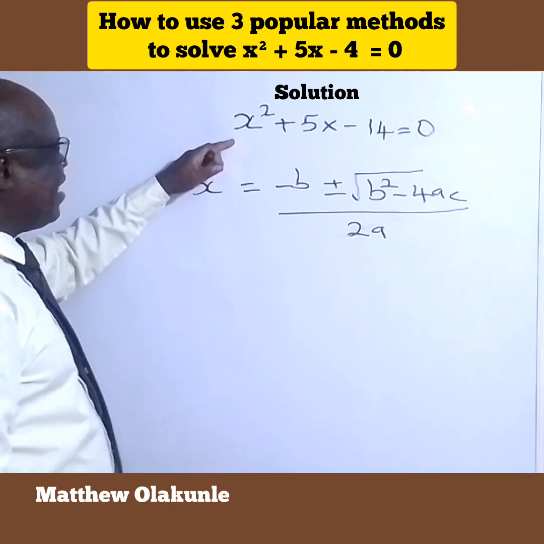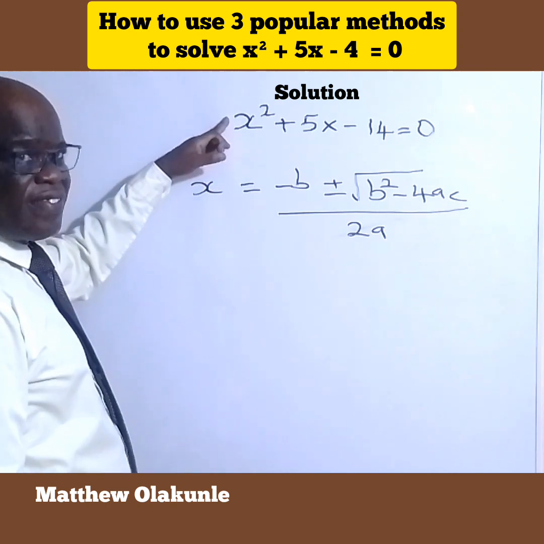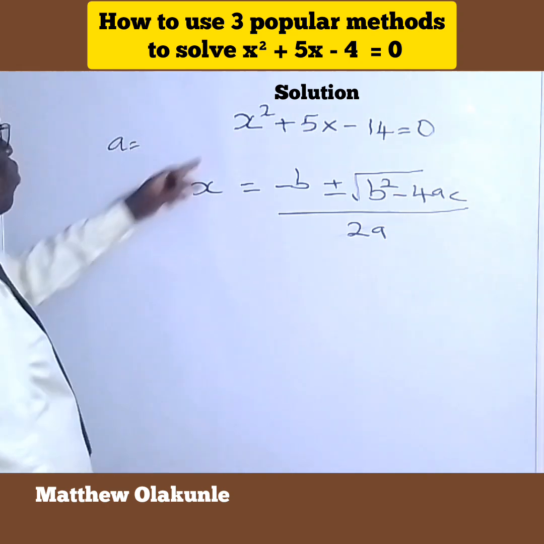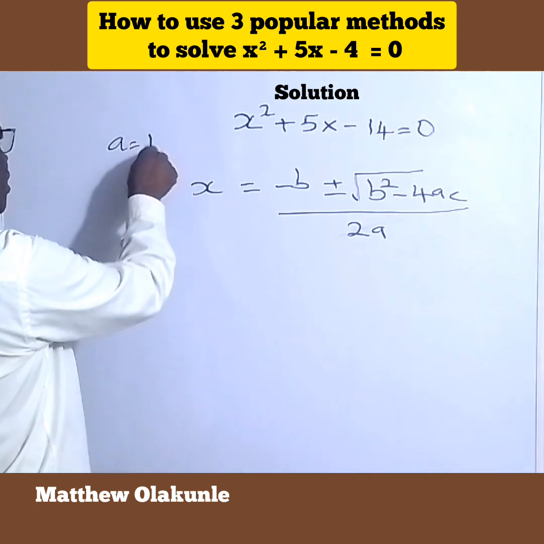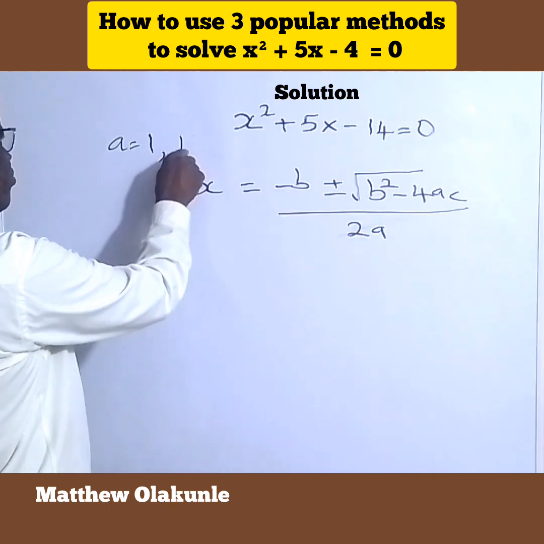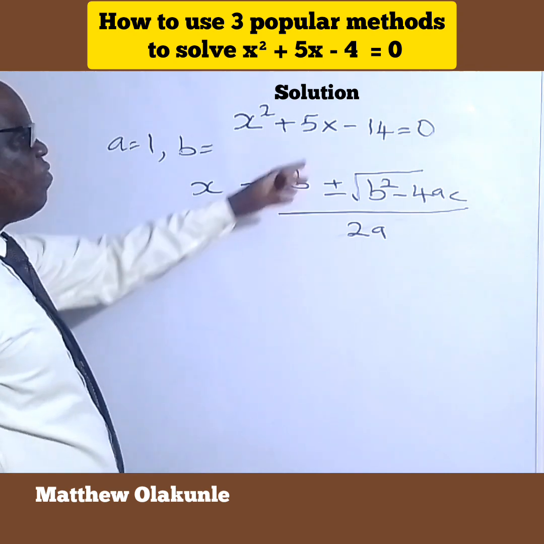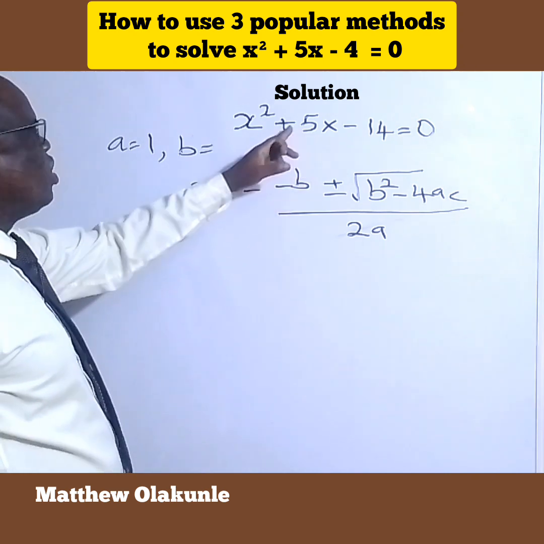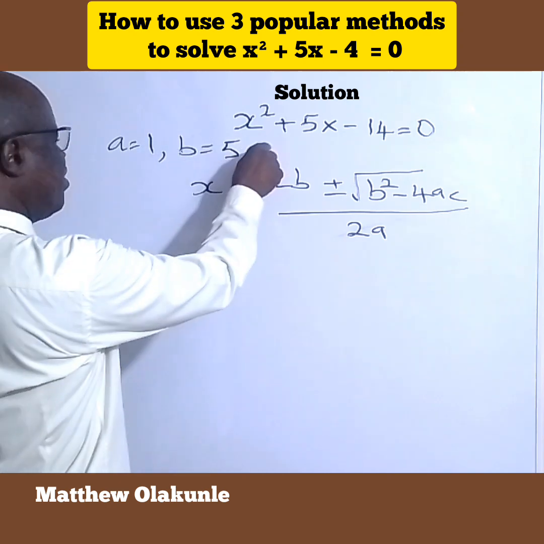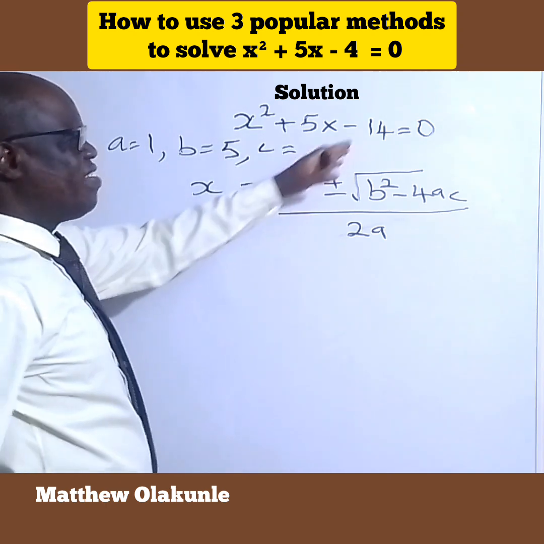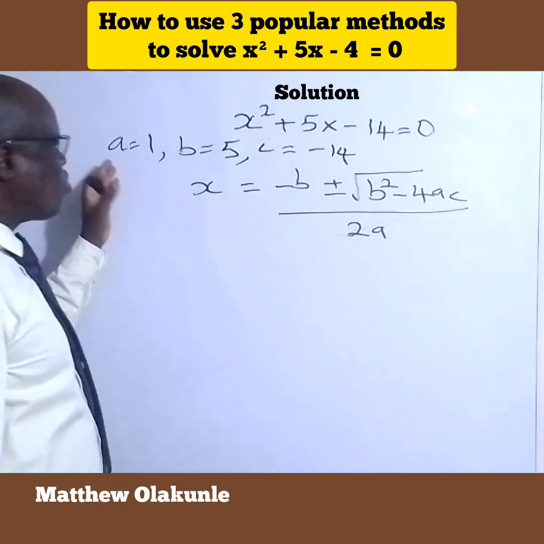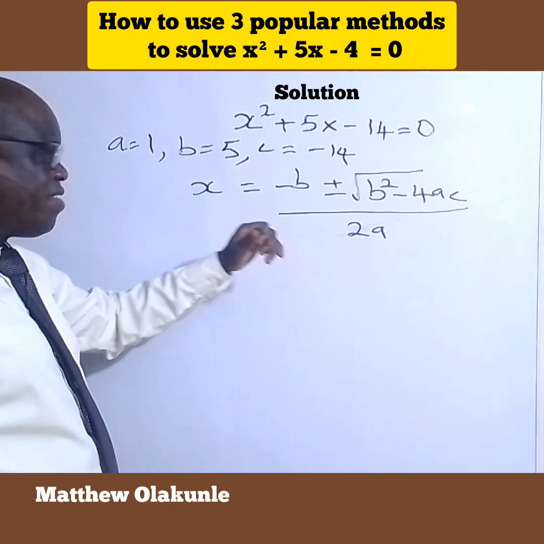Now, where your a is the coefficient of x squared. So your a, the coefficient of x squared, is 1. Your b is the coefficient of x, which is plus 5. And then your c is this constant, which is minus 14. So you substitute all this in this formula, and let's see what we get.